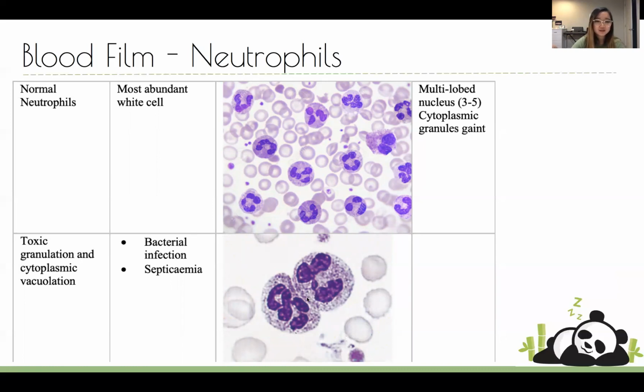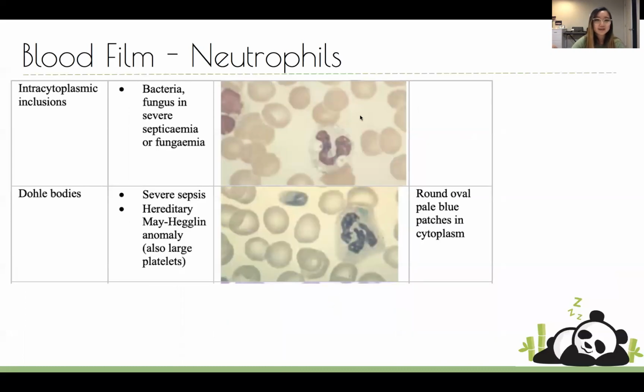This is toxic granulation. So you can see the granules in the background here due to bacterial infection. They have to make these granules because the bacteria are there. If they have intracytoplasmic inclusions, such as this, I don't know if you can see clearly, it's like a white thing. It's literally just bacteria or fungi which have gone into the cell. Doll bodies, this blue thing here, also happen in severe infection or sepsis.